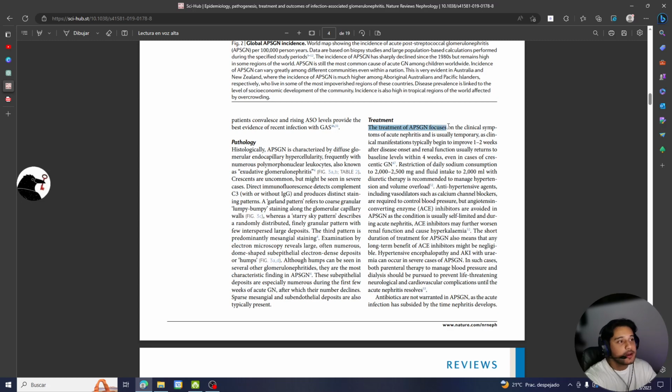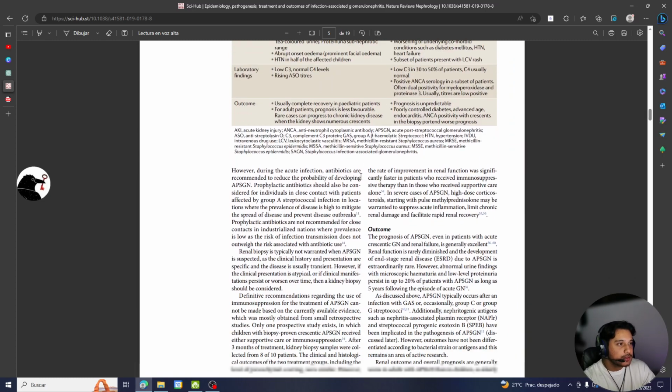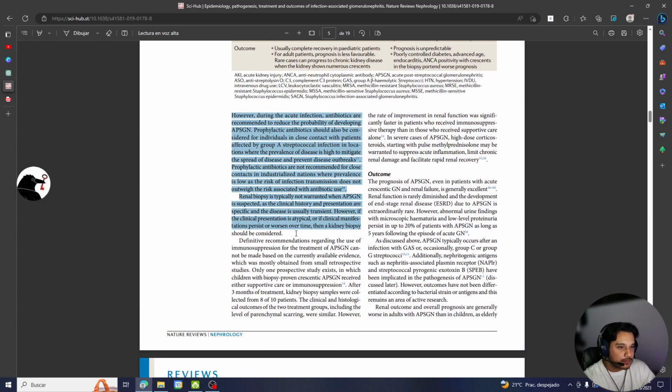The treatment of that focuses on the clinical symptoms of acute nephritis and is usually temporary. And then it just keeps talking about, like, it depends. You can't treat any post-streptococcal glomerulonephritis the same way. No, it depends on each patient. And I actually got like this small treatment section, this paragraph, something like until here, I believe.